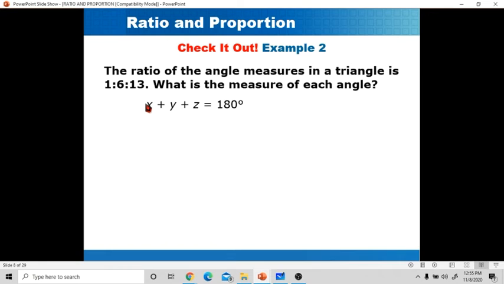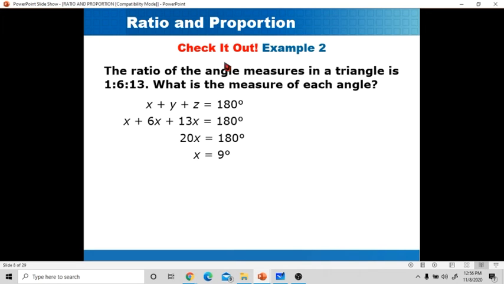We will let y be equal to 6x and we will let z be equal to 13x, so that we can represent the given ratio 1:6:13. x is the 1, 6x is the 6, then 13x is the 13. Then add. It will become 20x equals 180 degrees. Divide both sides by 20. It will be x is equal to 9 degrees.